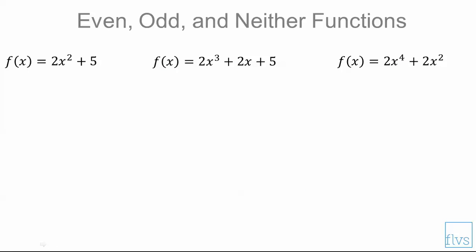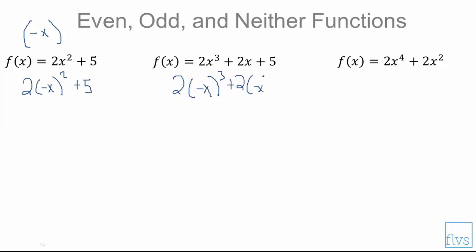Okay, even, odd, and neither functions, you're going to be asked to algebraically show how this happens. So what we're going to do to test it is we are actually going to insert negative x into the x value to see what happens. So this first one, it's really 2 times negative x squared plus 5. I'm going to put it into the second one. It's 2 times negative x to the third plus 2 times negative x plus 5. Again, I'm going to do it to the last one here. 2 times negative x to the fourth plus 2 times negative x squared.